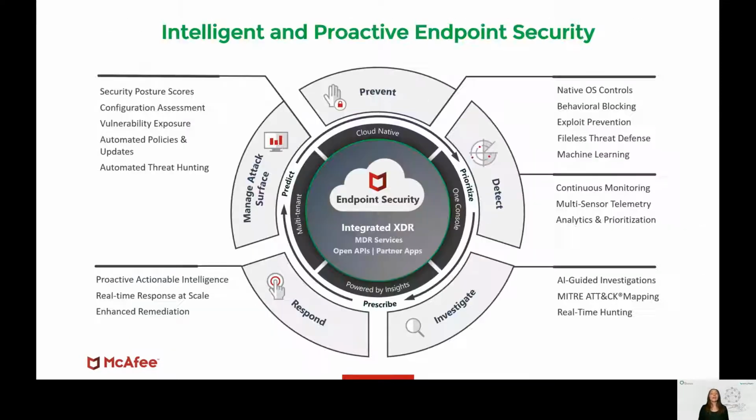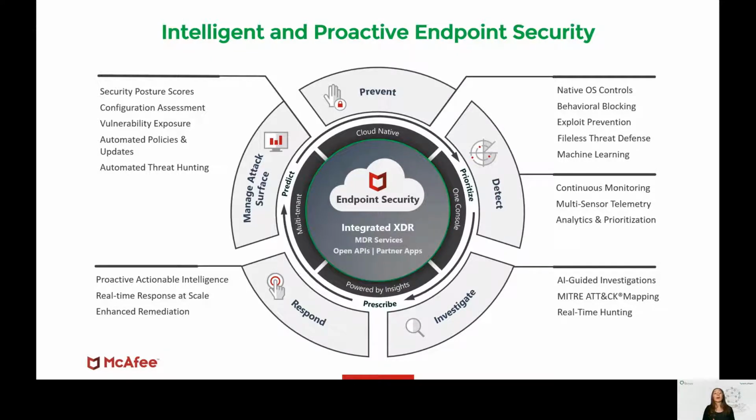To do this, we need intelligent and proactive endpoint security. This starts with behavioral blocking and exploit prevention, the ability to block against common advanced tactics like fileless threats, and absolutely to have machine learning as well to shift left and prevent attacks as early as possible in their life cycle. When I'm unable to automatically prevent, I need continuous monitoring and multi-sensor telemetry to help me analyze detections of where I may have a challenge or a concern in my environment.